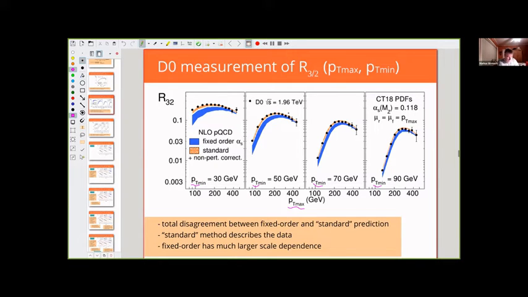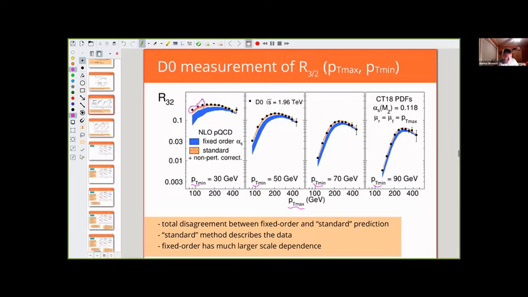The standard result, this is what has been published with the D0 data, of course, this time with up-to-date PDFs. But we see if we go to high PT min, everything is described there. Once we go to lower PT min, we see little deviations here when PT max is getting small. This is the case now where PT min and PT max are getting small. So pQCD is not that reliable.